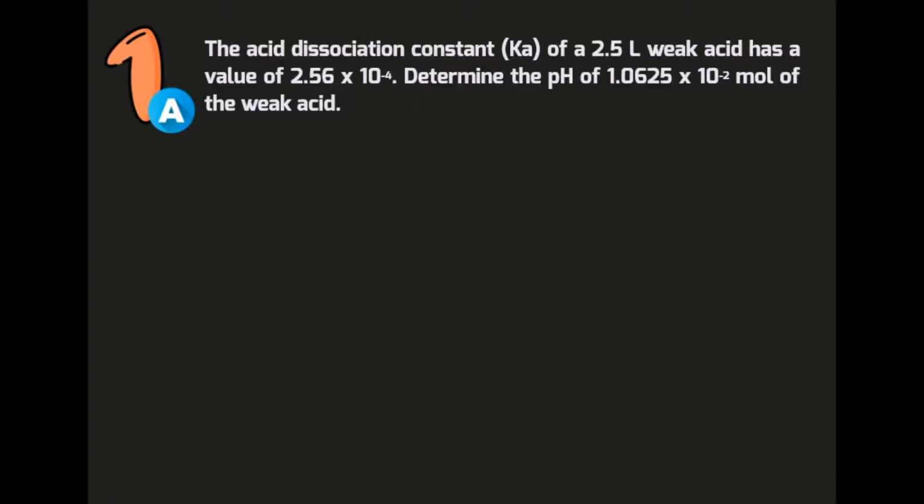Question number 1. The acid dissociation constant Ka of a 2.5 liter weak acid has a value of 2.56 times 10 to the power of negative 4. Determine the pH of 1.0625 times 10 to the power of negative 2 mole of the weak acid.